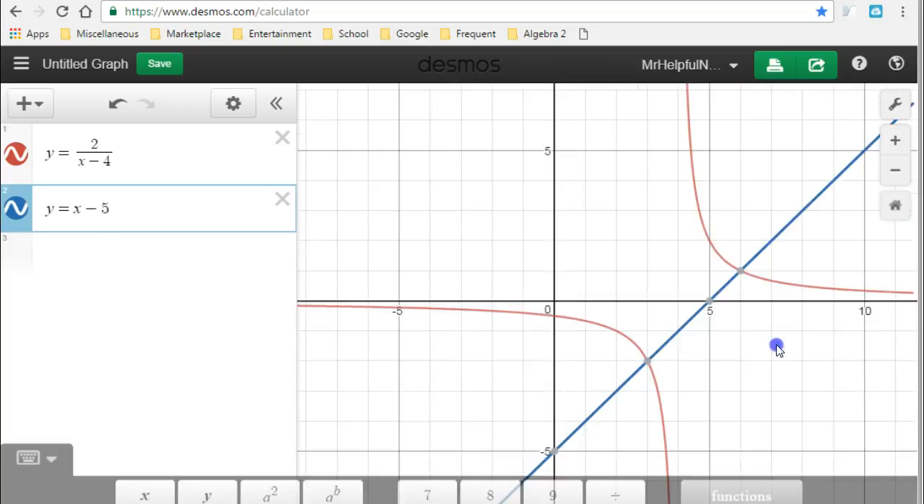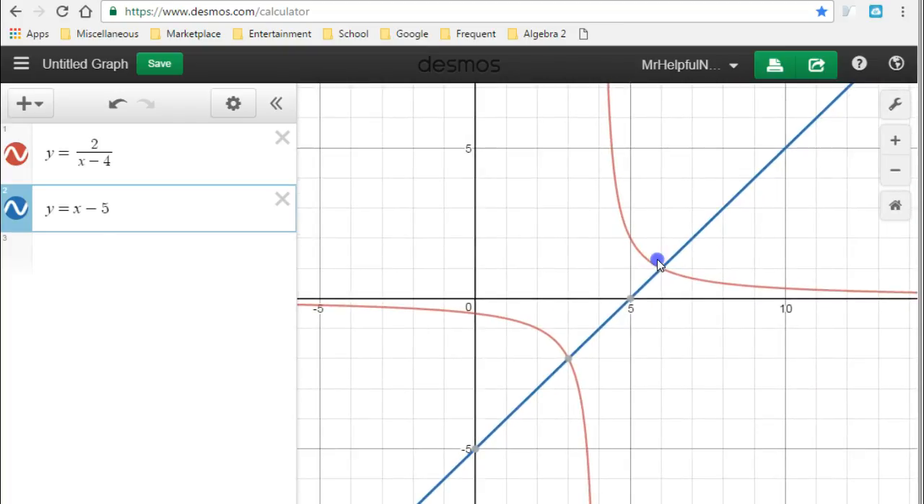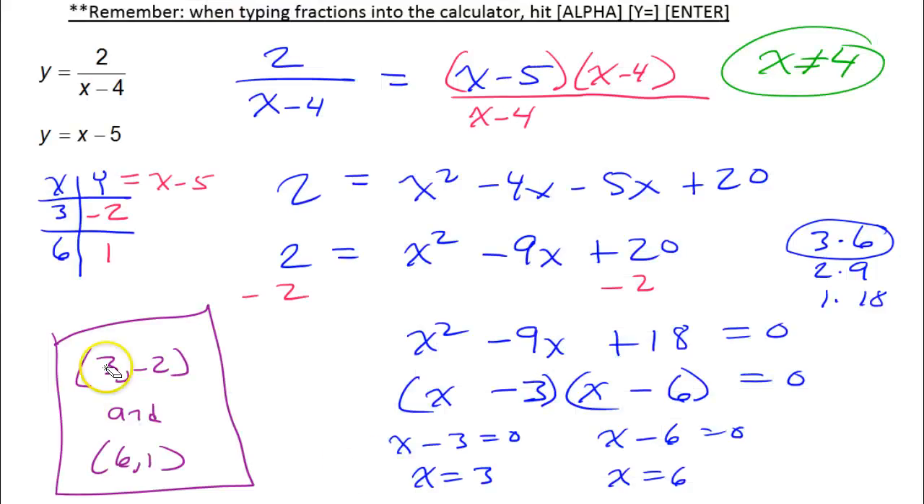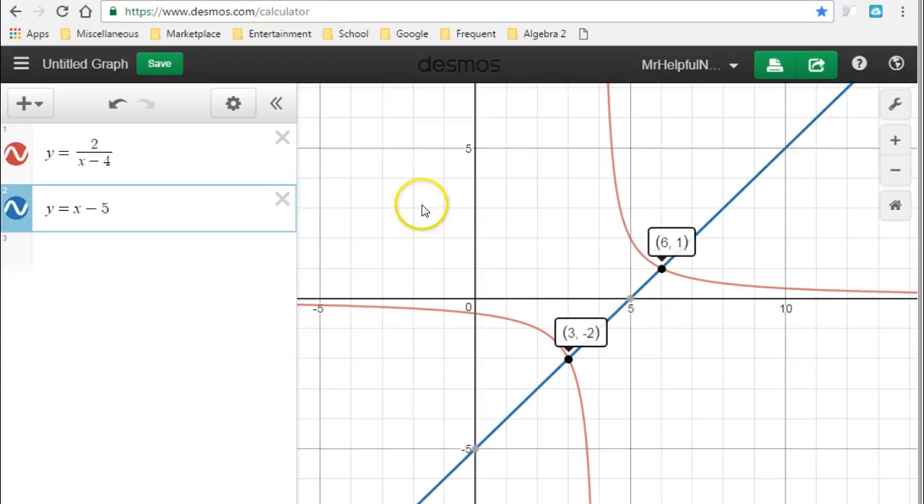So the solution to a system is going to be the points of intersection. So you can see the line and the hyperbola are intersecting at these 2 points, 3 comma negative 2 and 6 comma 1. And those are the points that we found. Okay, so if you had access to a graphing calculator, this is how you could have solved it graphically as well.